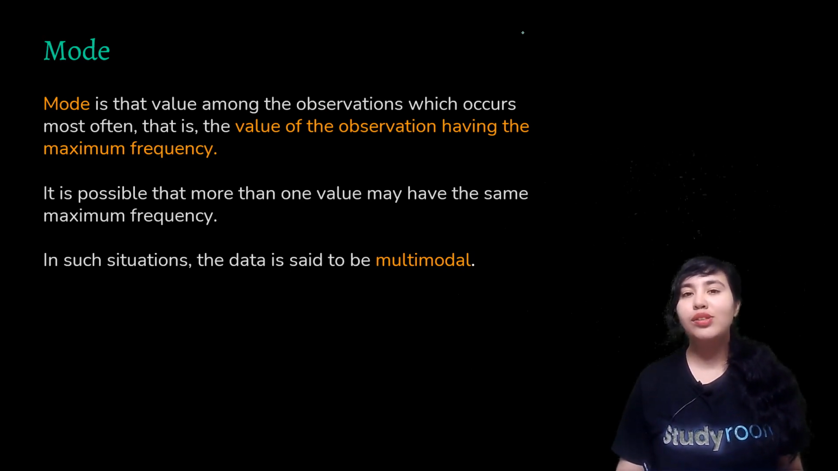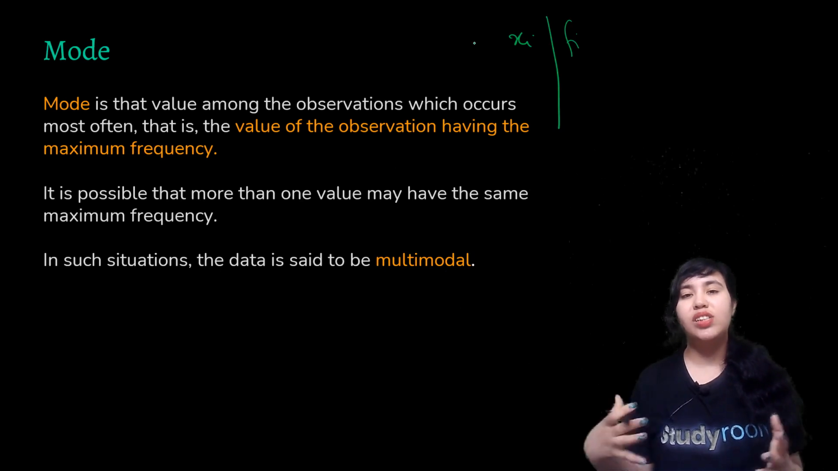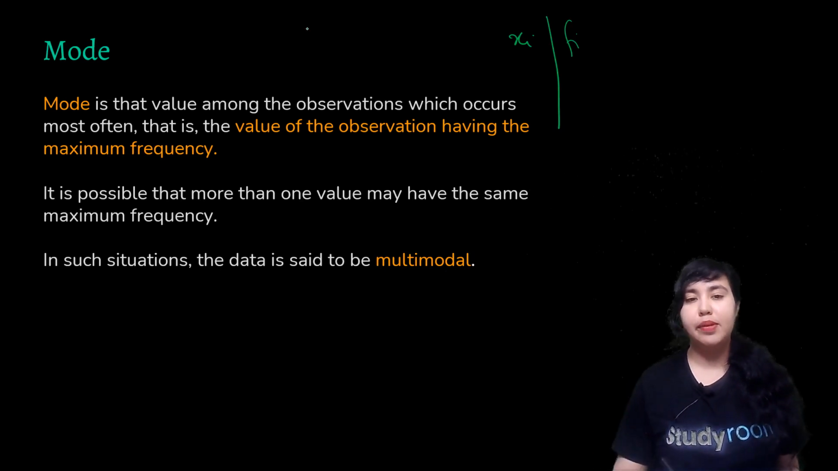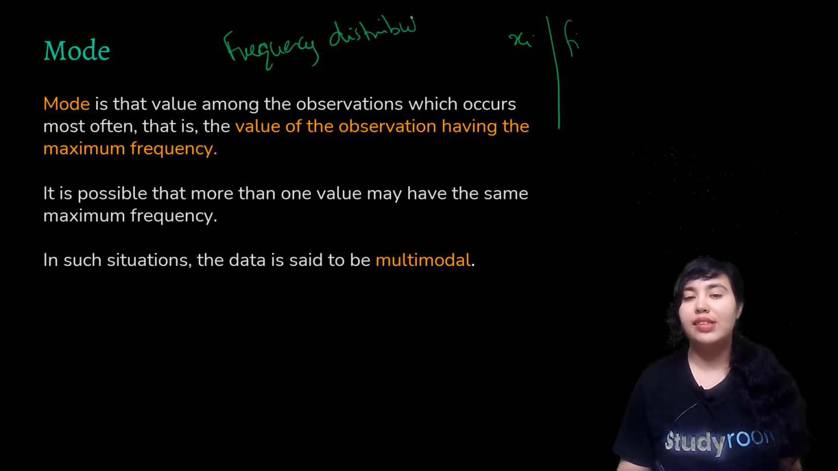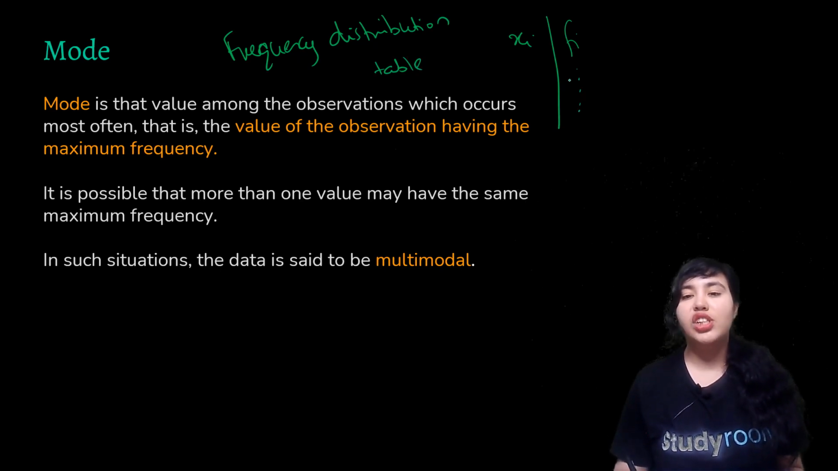I hope you remember what a frequency distribution table looked like. This xi, fi, a table having these columns, is called a frequency distribution table. So you should know what this table refers to. It's the frequency distribution table. Here you look at the frequencies, spot the observation which has the maximum frequency, and that is how you will get your mode.